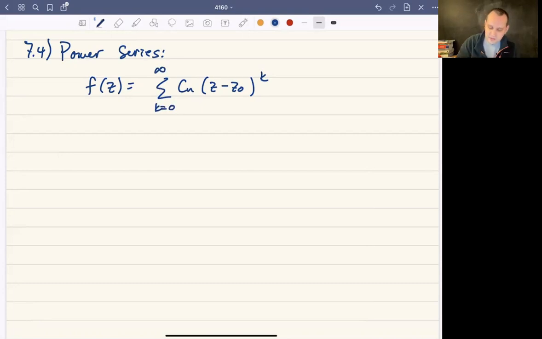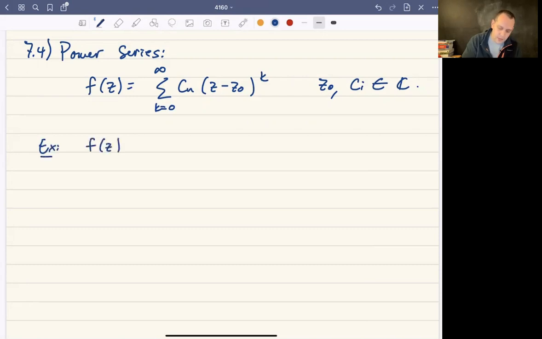The only difference here is that, of course, z naught and each of the values c0, c1, c2 are all complex numbers, right? Of course. So that's our power series. And what we're going to do is talk about all the different properties that we have for power series. But before we do that, let's talk about an example.